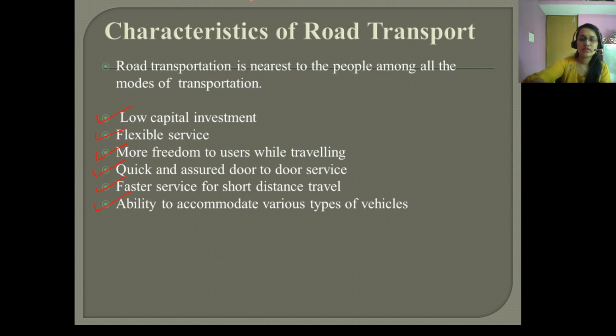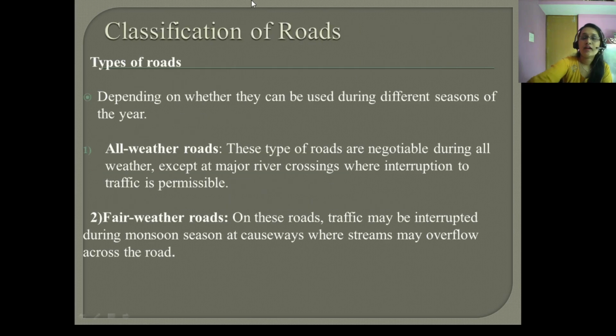Coming to the next one, we'll be studying classification of roads. Roads are classified according to the different seasons of the year. First we have all weather roads and the second is fair weather roads. What are all weather roads? These roads are negotiable during all weathers. In fair weather roads, traffic may be interrupted during monsoon seasons at causeways.